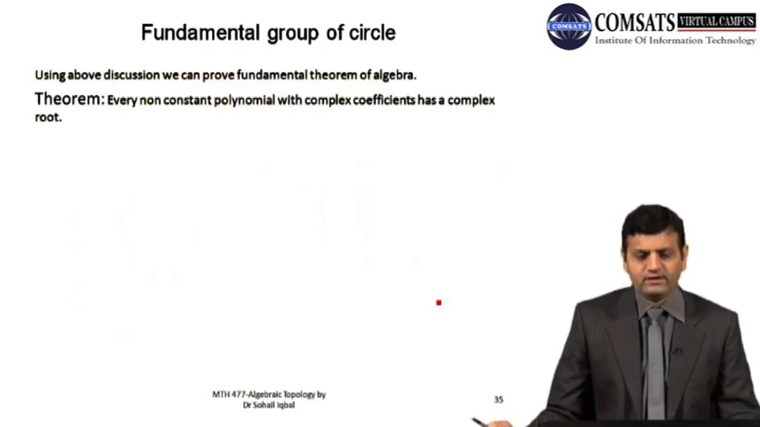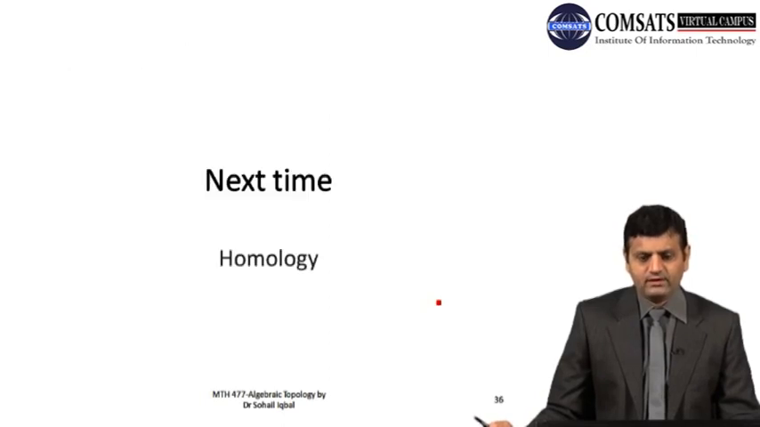The proof of the next theorem is not part of our lectures, but it's a very important theorem which can be proved with the results that we have seen today: every non-constant polynomial with complex coefficients has a complex root. And as an easy consequence of this theorem, we can see that every complex polynomial of degree n has exactly n complex roots.